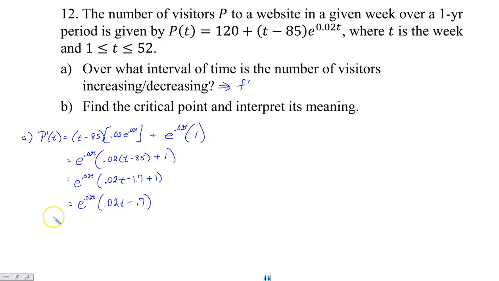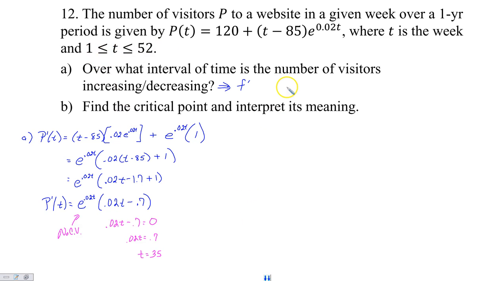Okay, so this is what we're actually going to set equal to 0. This is our first derivative. Are we going to get critical values from this e^(0.02t)? Absolutely not. So no critical values from this one. We talked about that at the beginning. The only one we're going to get a critical value from is this one set equal to 0. If we add 0.7 to both sides and then divide both sides by 0.02, we get t is equal to 35. The first thing we want to check is that it's between these two numbers, and it is.